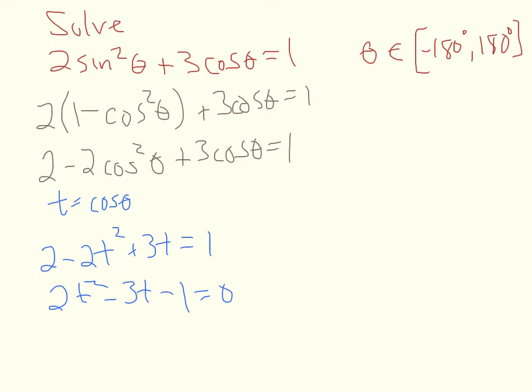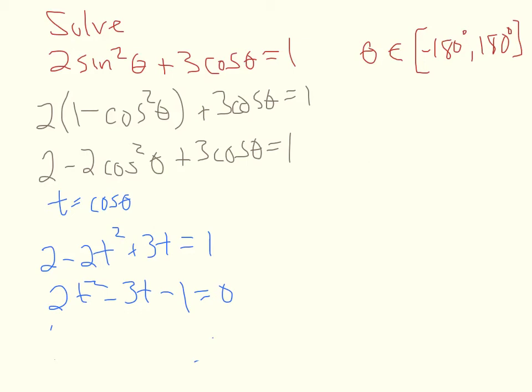So how do we solve this, guys? Well, is it factorable? Let's try. 2t and t, it would have to be minus 1 and plus 1. Does that work? I hope you're saying no, that doesn't work. So we're going to need to use the quadratic formula.